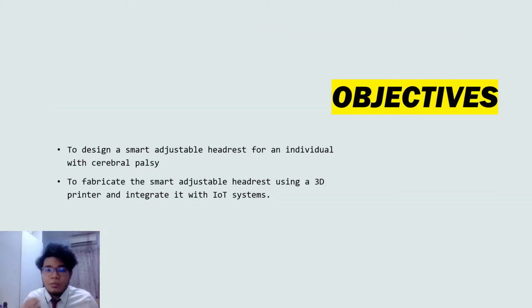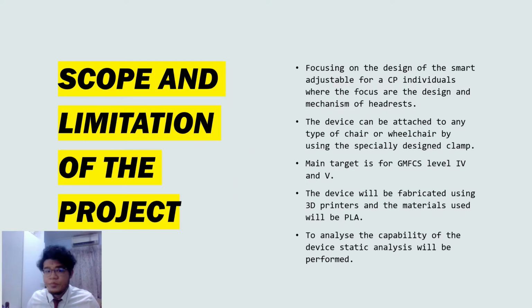My main objectives for this study are, firstly, to design a smart adjustable headrest for an individual with cerebral palsy. Secondly, I want to fabricate the smart adjustable headrest using a 3D printer, and integrate it with an IoT system, or we call it Internet of Things. Of course, when there's a design, there will be a scope and limitation to it. Okay, my scope and limitation.